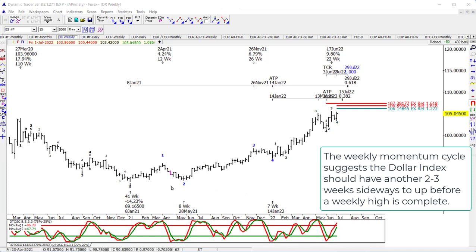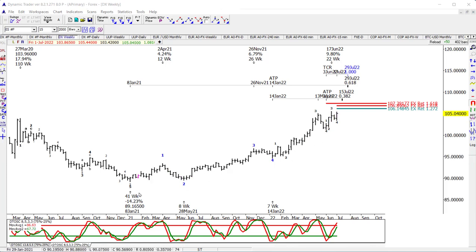And because of the probable wave count, the next weekly high is a good possibility of completing the trend up from the January 2021 low, and at the least then being sideways to down for several months. So that's what the probable wave count is telling us. That's what the weekly momentum cycles are telling us, that we're fairly near a significant high.